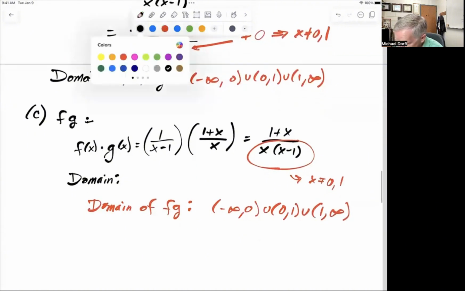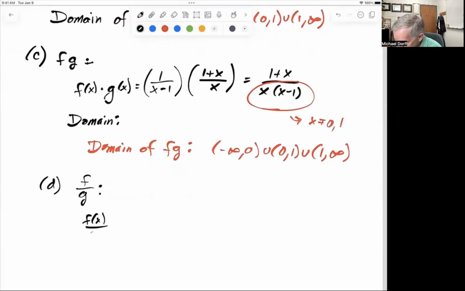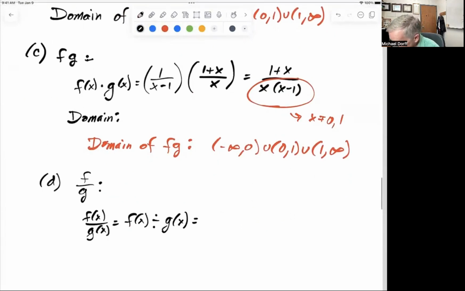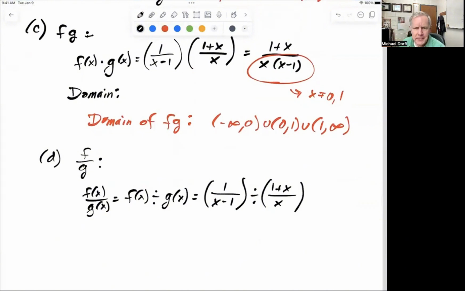All right, last one to consider is what is f divided by g? So I have f of x over g of x, which can be written as f of x divided by g of x. All right, so f of x was 1 over x minus 1 divided by 1 plus x over x. Now, how do I divide fractions?